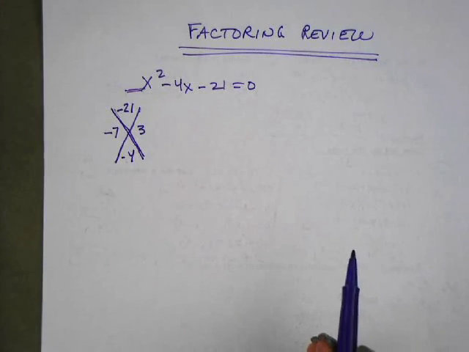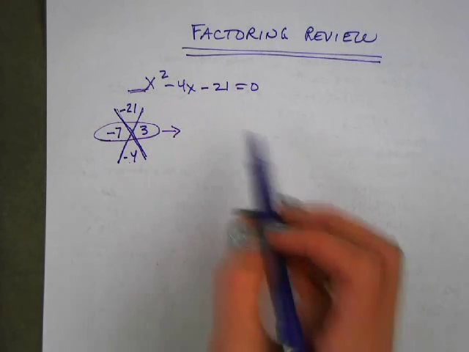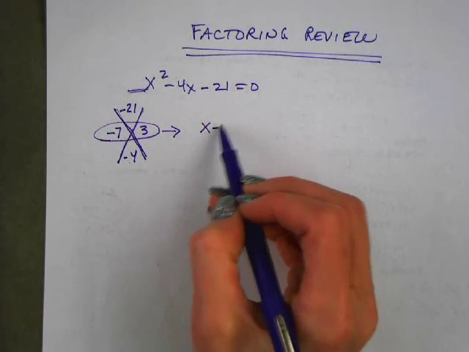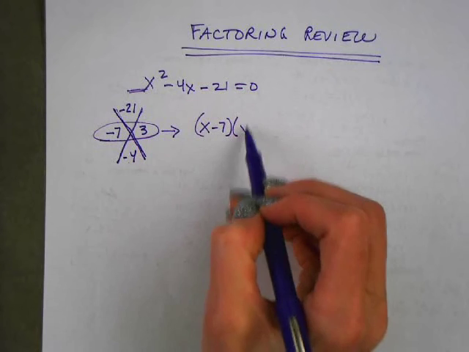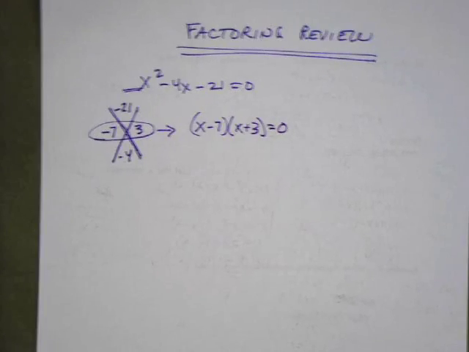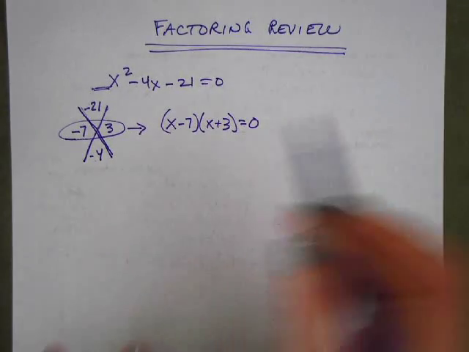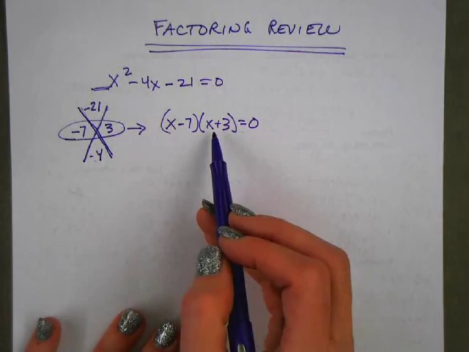Okay? And then because the coefficient is 1, I can actually take this middle term and rewrite it as the factors. So I can say x minus 7, and I can say x plus 3, and I can make that equal to 0. Okay? And so those are my factors, right?